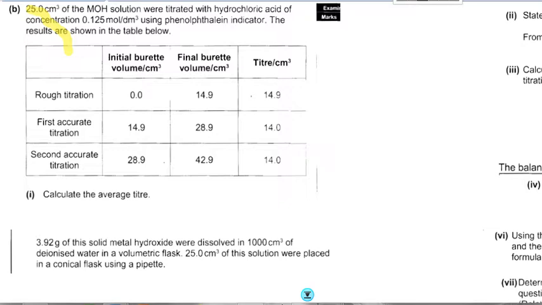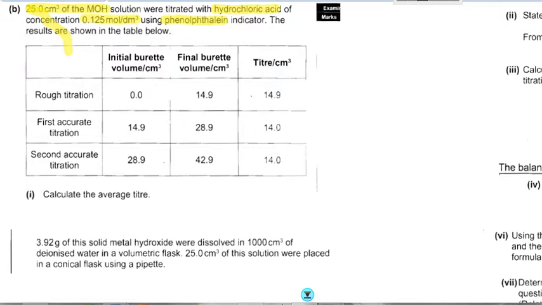So the first thing we need to do here, as I said, is highlight the key and important things in the question. So we have 25 cubic centimeters of a MOH. M just stands for metal, so this is a metal hydroxide solution, and it's titrated with hydrochloric acid, and the concentration of that is 0.125 molar. Okay, and we use phenolphthalein indicator.